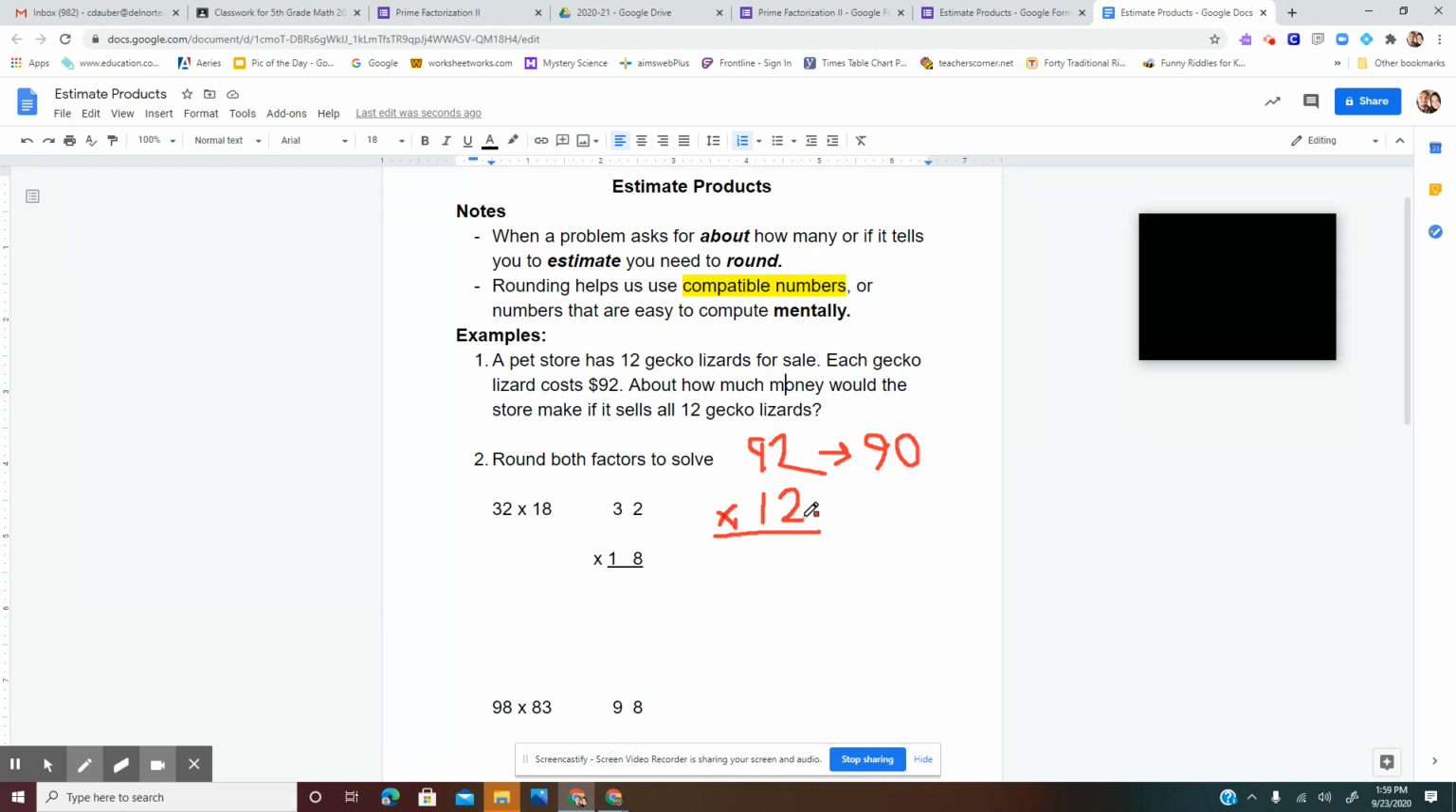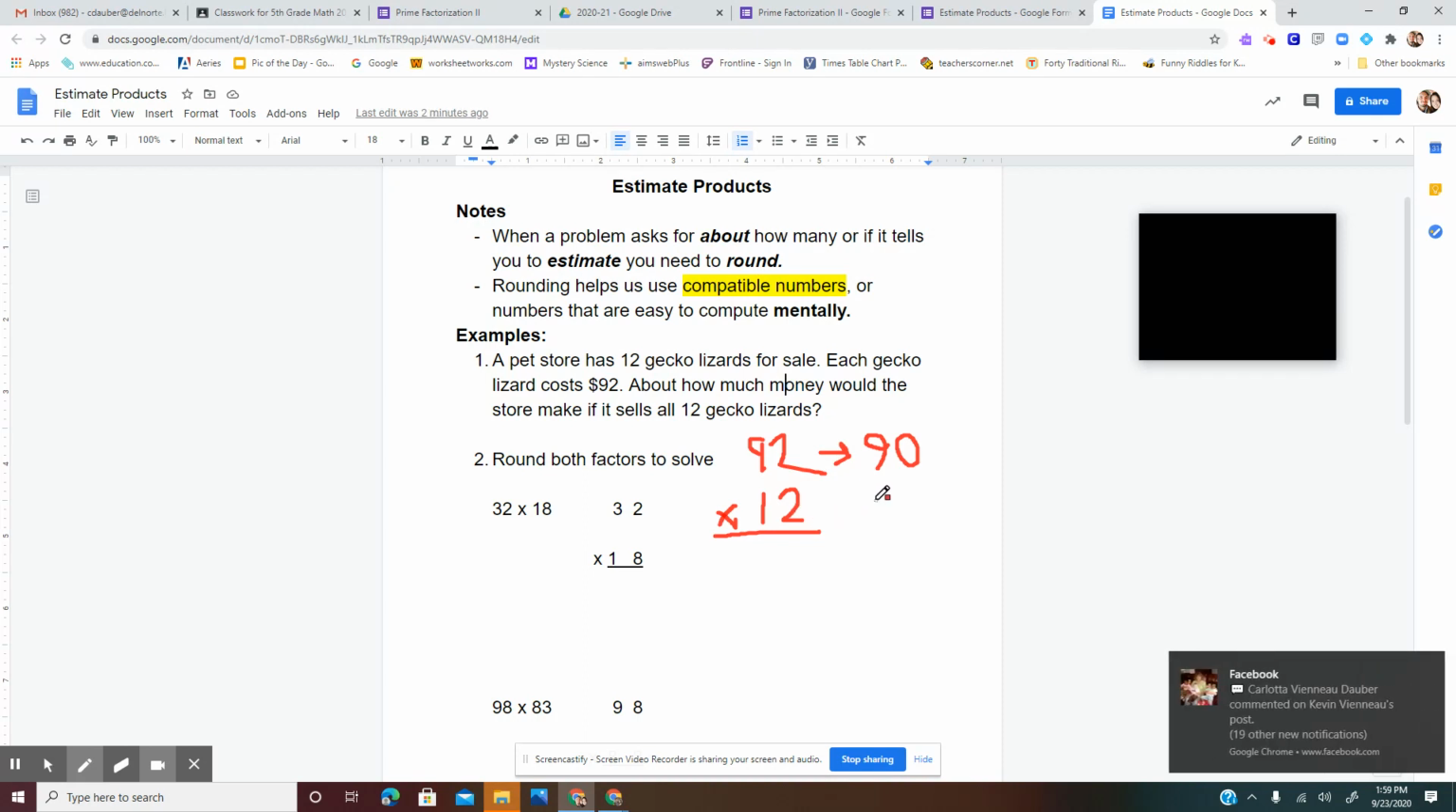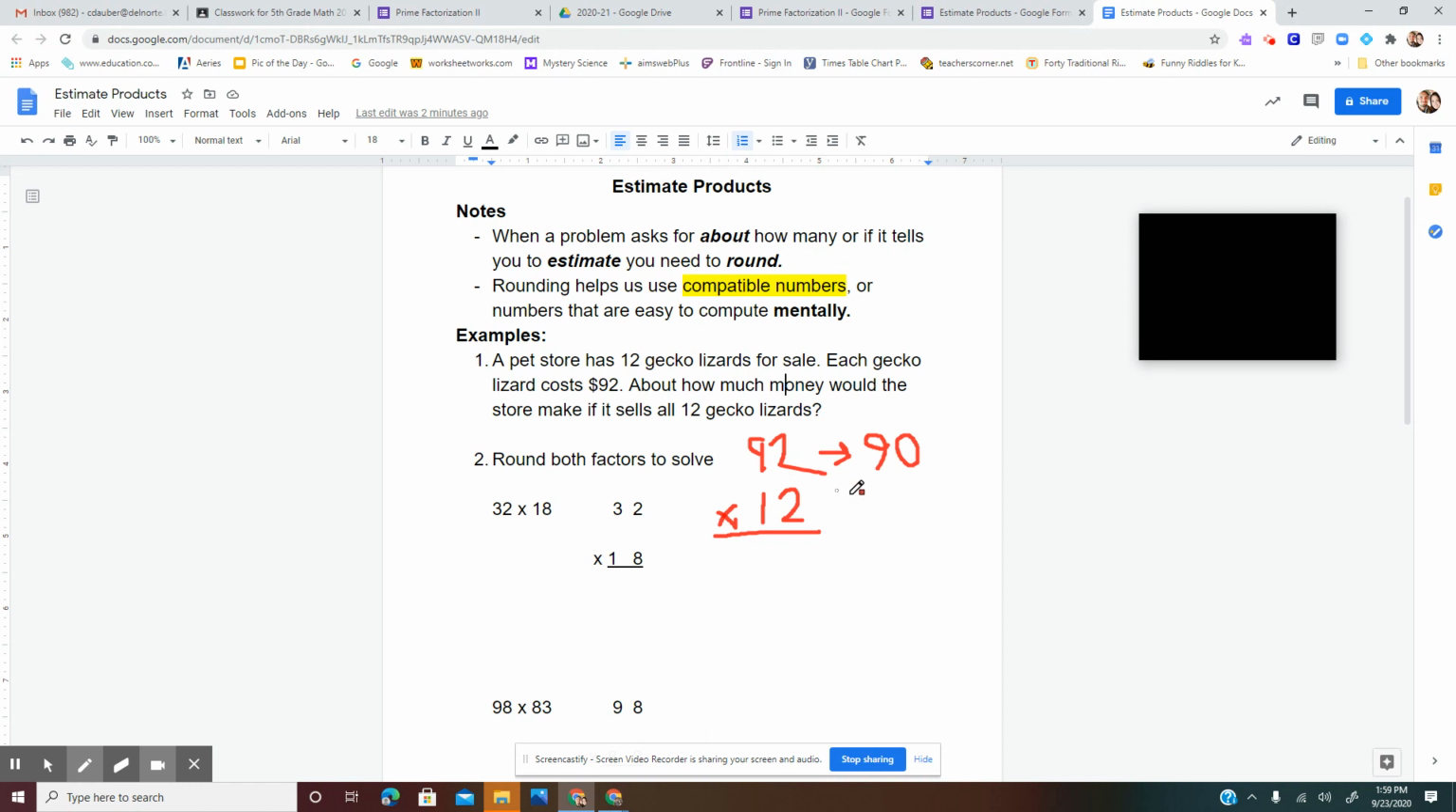Now with 12, the two tens on either side of 12 are 10 or 20. Those are the two multiples of 10 that 12 is between. So is 12 closer to 10 or is it closer to 20? Well, it's only 2 away from 10, but it's 8 away from 20. So it rounds down to 10. So now instead of multiplying 92 by 12, we multiply 90 by 10.